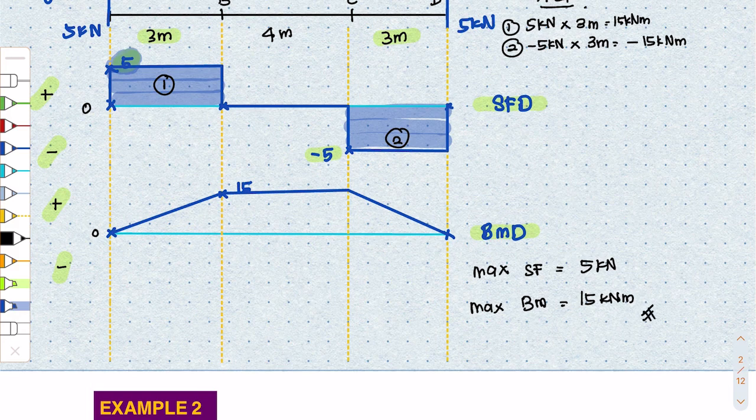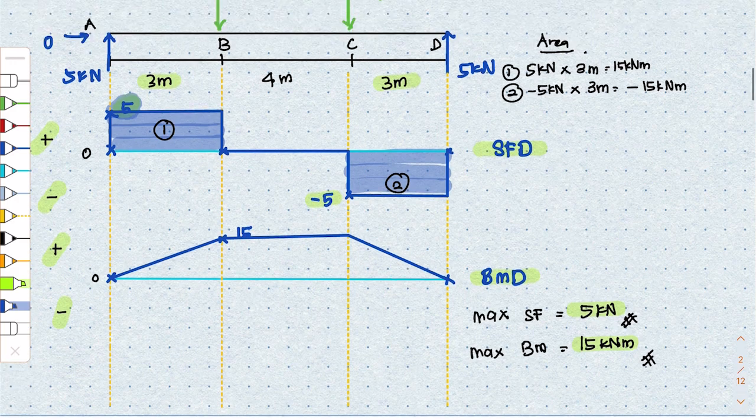So, ini semua you kena tulis so that you will get marks. Kalau you tak tulis, you won't get marks for this because the question specifically asks for the value for maximum shear force and maximum bending moment. Then, with the example 1.